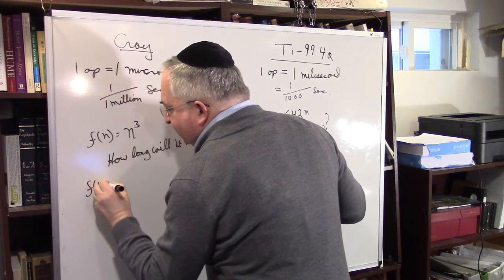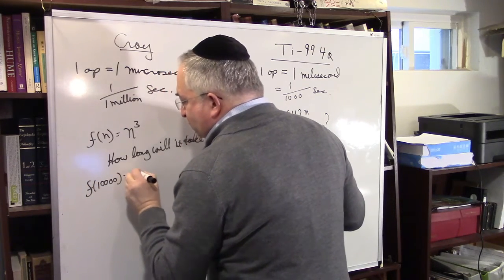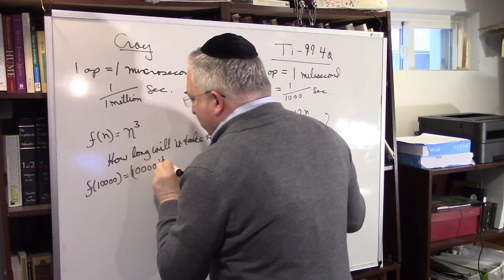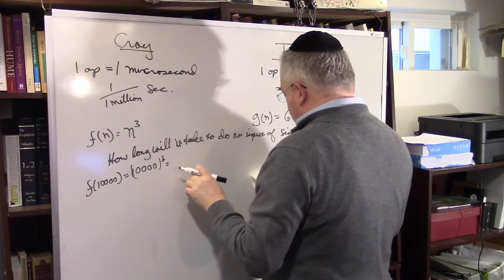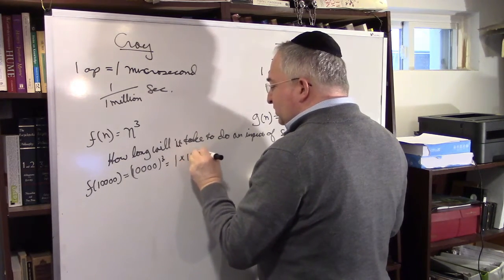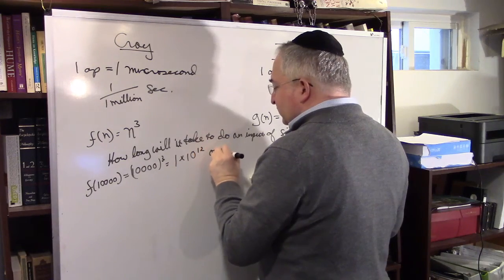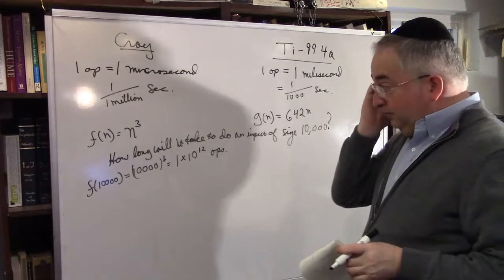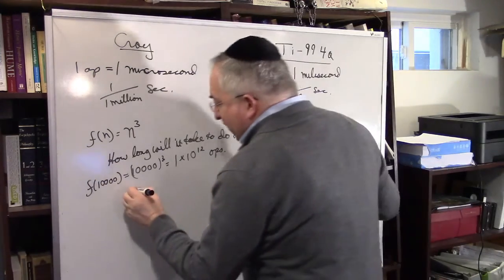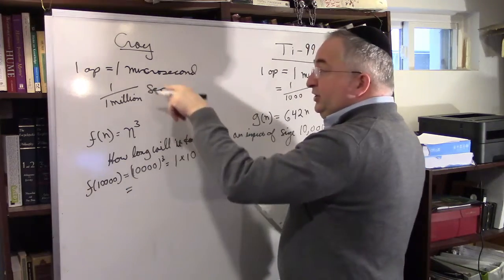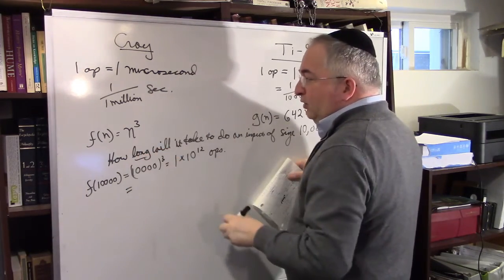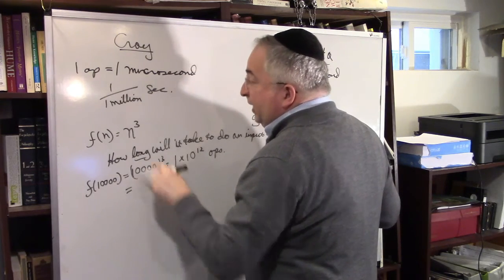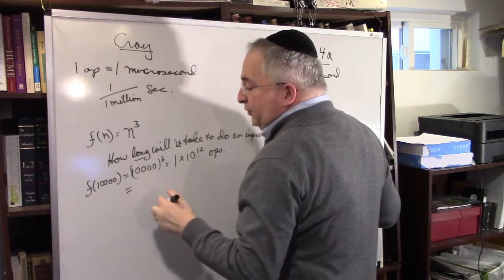F of 10,000 is equal to 10,000 to the third power, which is equal to 1 times 10 to the 12 operations. That's how many operations are needed if you're going to work it on that algorithm. Good. Now, we're not interested in how many operations. We're interested in how long, time-wise. So we're going to divide the number of operations by 1,000,000, because you can do 1,000,000 operations in a second.